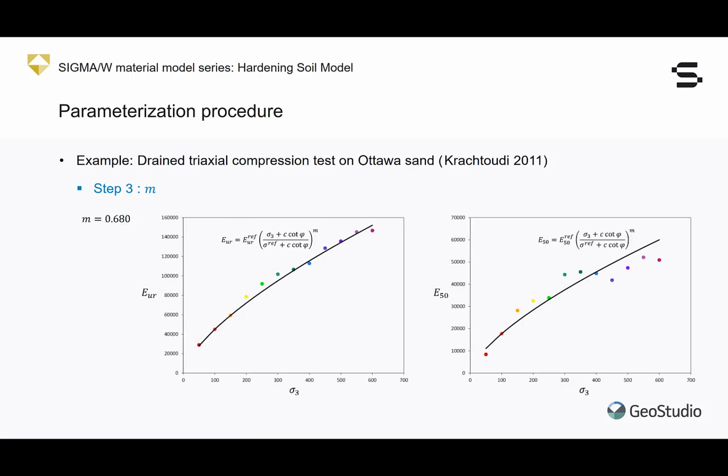As can be seen here, the proposed expressions can adequately estimate the unloading-reloading and half-failure stiffnesses in terms of their corresponding confining stress, sigma 3. The proposed curve, however, is more consistent with the measured results for the unloading-reloading stiffnesses than for the half-failure stiffnesses. This is commonly the case.